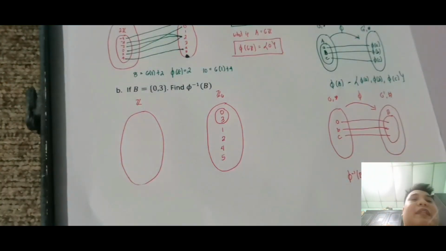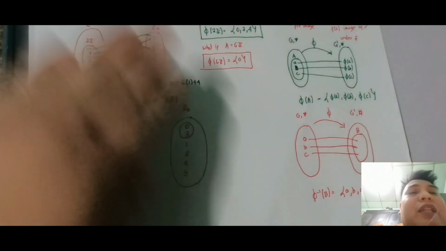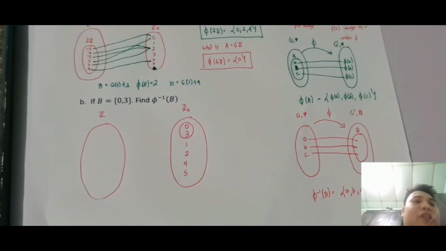Sino yung mga nag-map sa kanila dito sa C? Yan ang tanong, no? Sino yung mga nag-map sa kanila mula dito kay B? Sino yung nag-map kay 0? Sino yung meron, ibig sabihin na, sino yung may remainders? Among sa integers, sino yung may remainder 0? Sino yung may remainder 3?